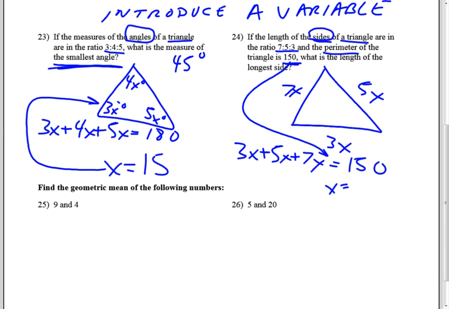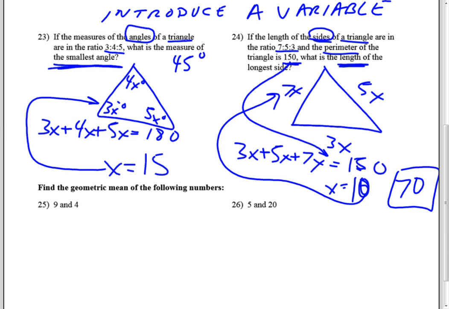That x turned out to be, what do we have here, 10? Is that right? That doesn't seem right. What do we have here, 15x? Oh, that's right. But what's being asked for? What's the longest side? 7. So take that 10, put it back in. What is 7 times 10? 70. That's your actual answer. If you just write down what x is, you're going to get partial credit.